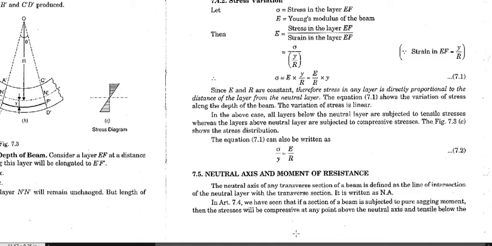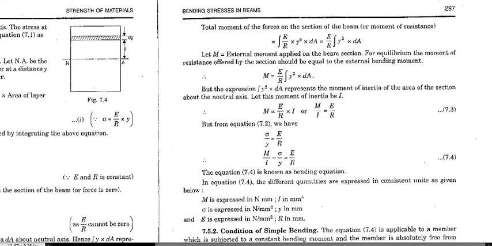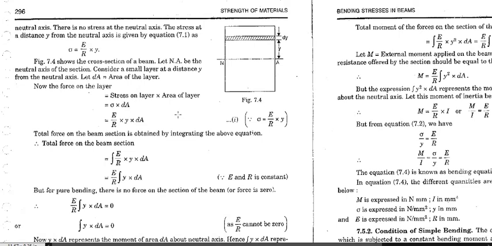Okay, now in order to derive the bending equation, we need to incorporate M and I here. In order to do so, we need to understand what the moment of inertia is and what the bending moment is. If we know both of these terminologies, then we can easily incorporate both of them.